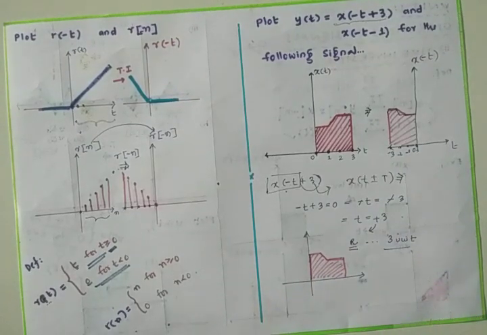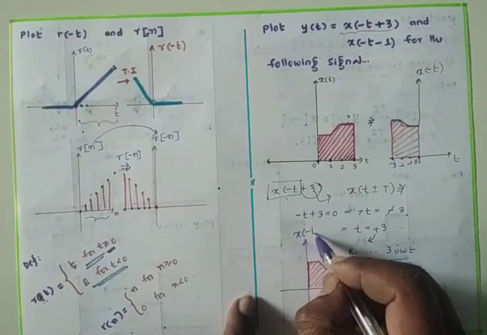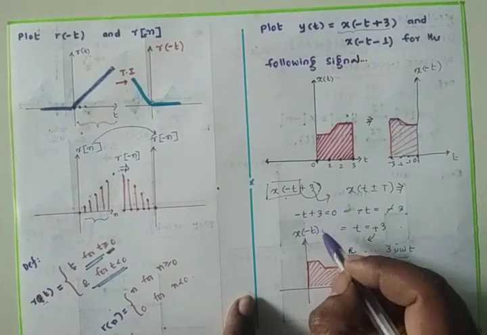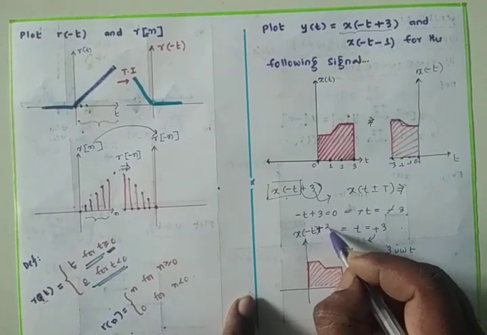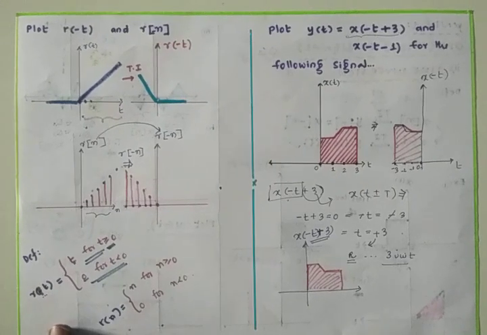This is the signal of x of minus t. After minus 3 we have applied the time shifting operation, that is minus t plus 3. It is applied with the inversion operation, and after the inversion operation we did the time shifting operation also. Likewise, you will get questions in the exam for 5 or 2 marks.